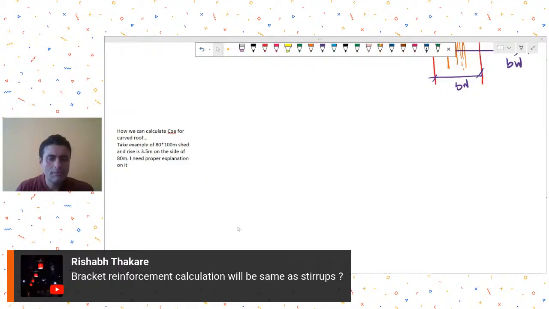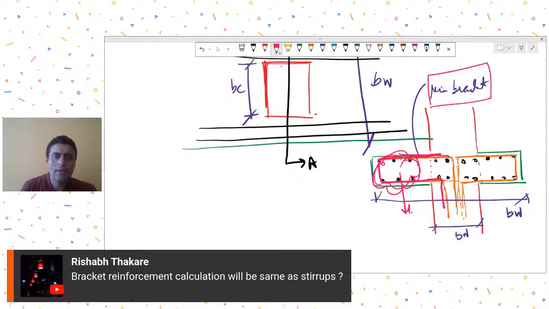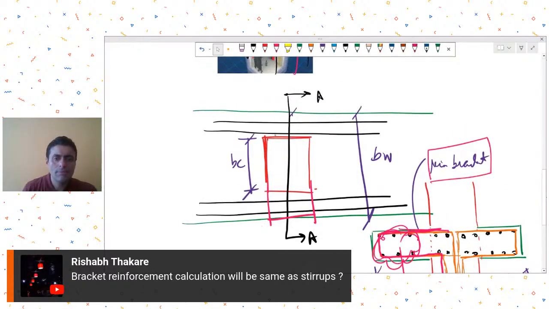Mr. Rishabh is continuing. Bracket reinforcement calculation will be same as stirrups. No, you can also try and find out approximately the load that will be transferred in this portion of the beam, and this cantilevering reinforcement should be strong enough to take that load. It is basically acting as a reinforcement bracket, and you can design it for the proportionate load in this portion of the beam, which is outside the column seat. Whatever load is transferred on this portion of the beam, as per that you can work out these reinforcement brackets and do the calculation accordingly.